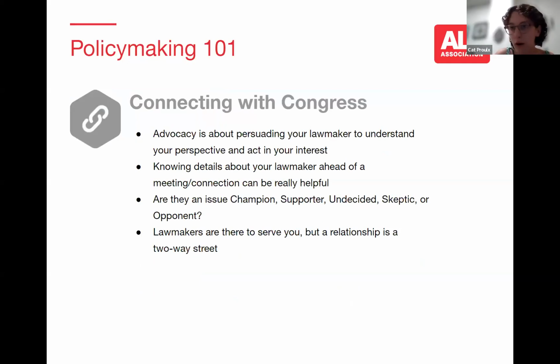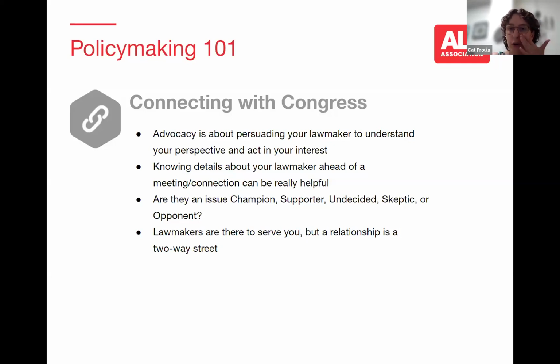So let's talk a little bit more about connecting with Congress. So advocating to your lawmakers is essentially about persuading them to take action on a certain issue. So your personal experiences are already very persuasive because you're talking about what you're going through, what your ALS journey has been like. And that itself can be very powerful and impactful.